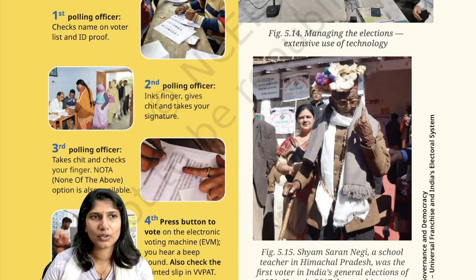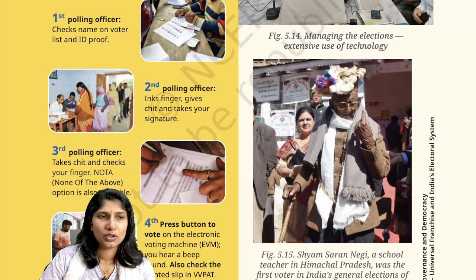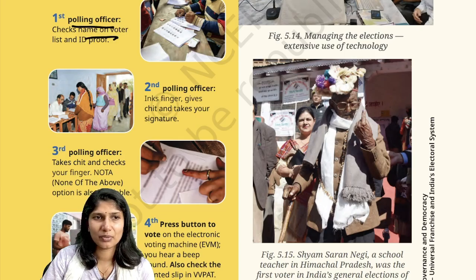So, how do you cast your vote? First, you go to the polling officer who checks your name in the voter list and your ID proof. Second, the polling officer will ink your finger and give you a chit. It will take your signature. This is to make sure and record that you have voted. Third, the polling officer will take your chit, check your finger, and the NOTA option is also available below the candidate list. Last, fourth, do you see this image here?